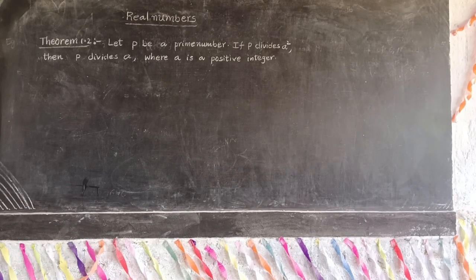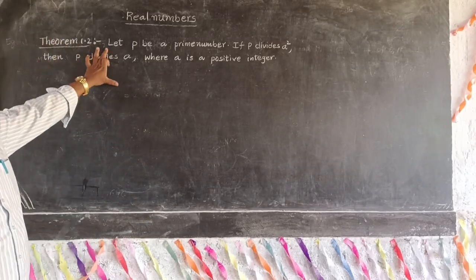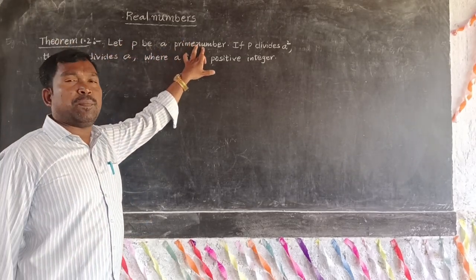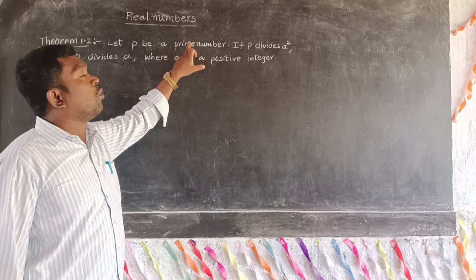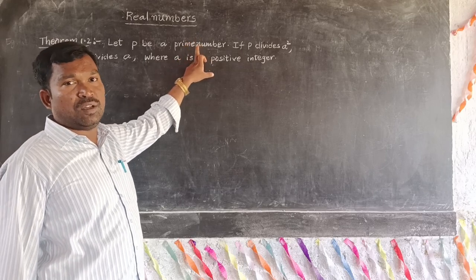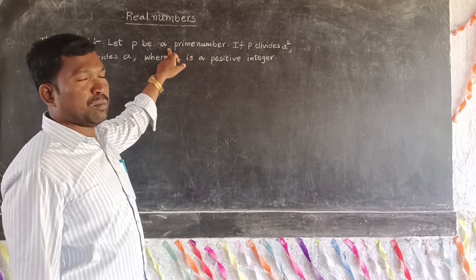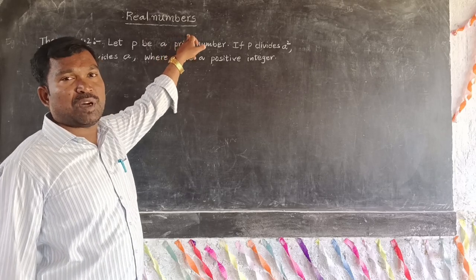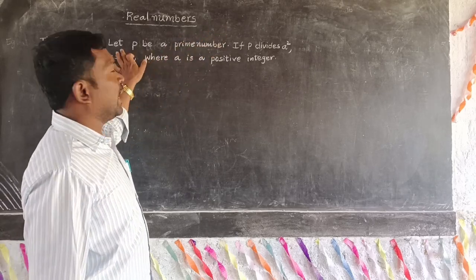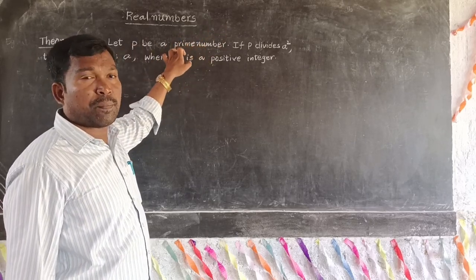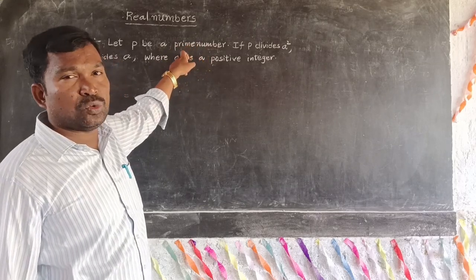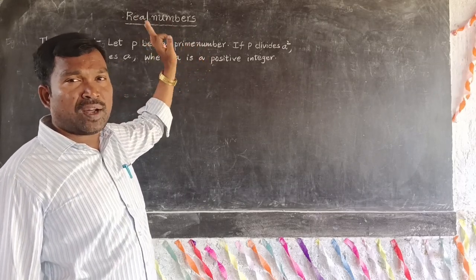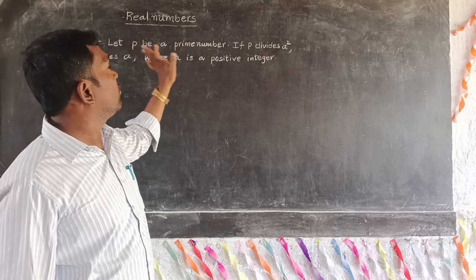Okay, next one, a theorem. Let p be a prime number. Prime number means one and itself are the only factors. Prime numbers examples are 2, 3, 5, 7 and so on.